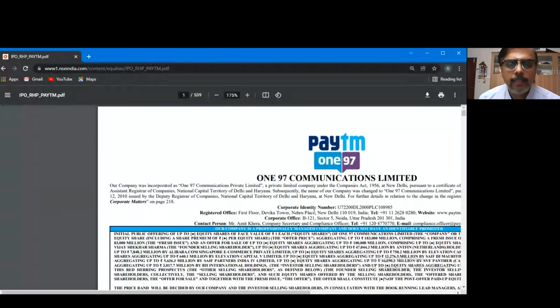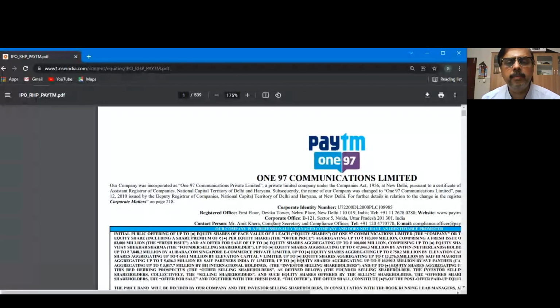So this is the sample, I would say, of a draft red herring prospectus. As I said, it has 539 pages, as you can see here. It's not a 5-page document, it's a 539-page document. The company name is here. Our company was incorporated as 197 Communications Private Limited under the Companies Act 1956, etc. And the corporate identity number is given here. Registered office address is given here, and website address is also given.